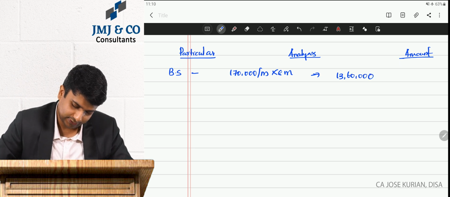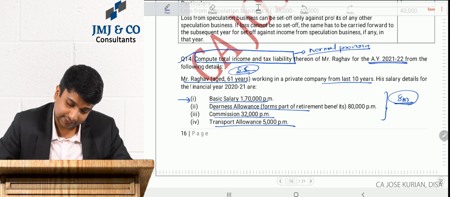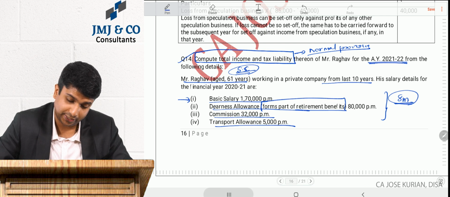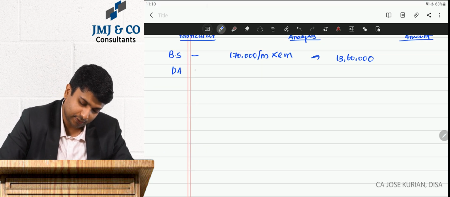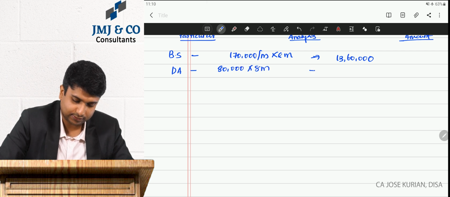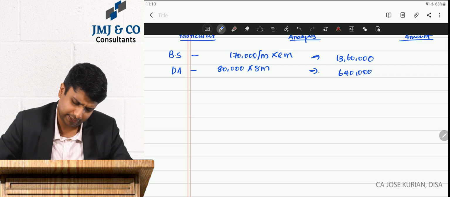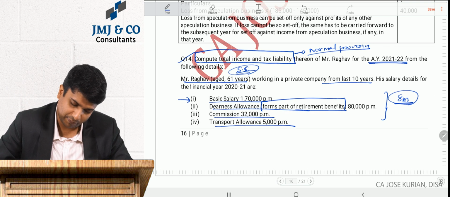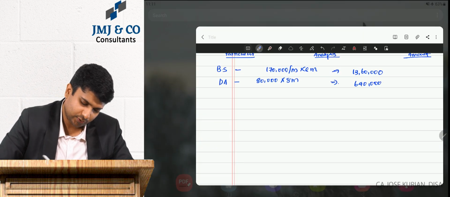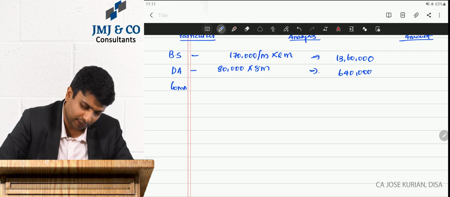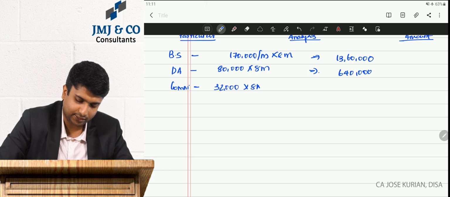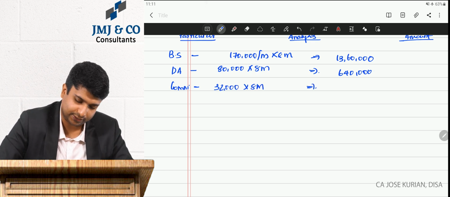Alright, then what is the next item? Next item is DA, which forms part of a retirement benefit. That is 80,000 per month, that's also into 8 months. So DA, 80,000 per month into 8 months, that is 6,40,000. 6,40,000 would be the amount. Then what is the next item? Commission 32,000 per month. So commission is fixed per month, and commission 32,000 per month into 8 months again, and the sum would be 2,56,000.